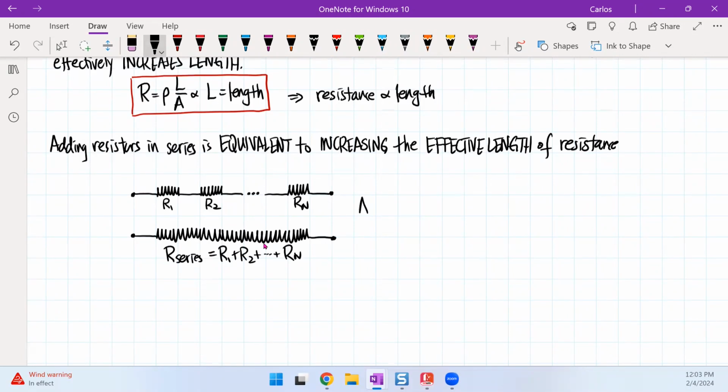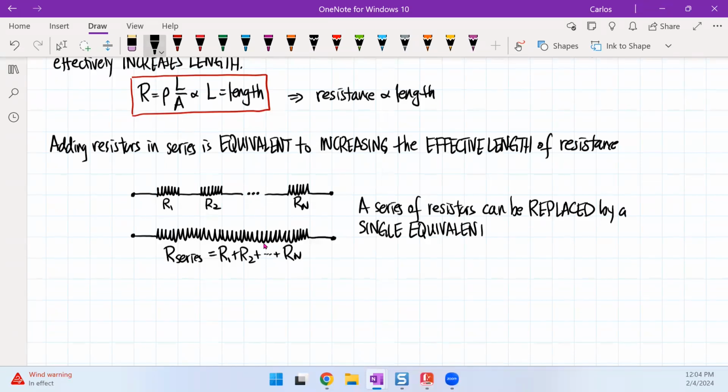In other words, a series of resistors can be replaced by a single equivalent resistor, called R series, where of course R series is the sum of all of these resistors.